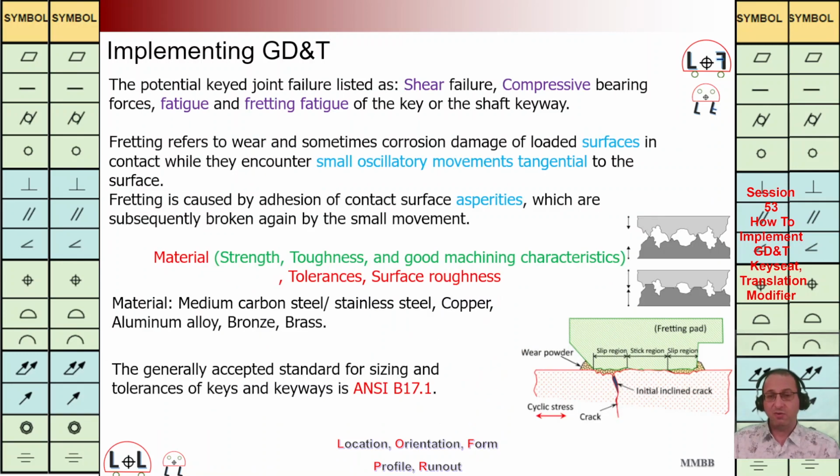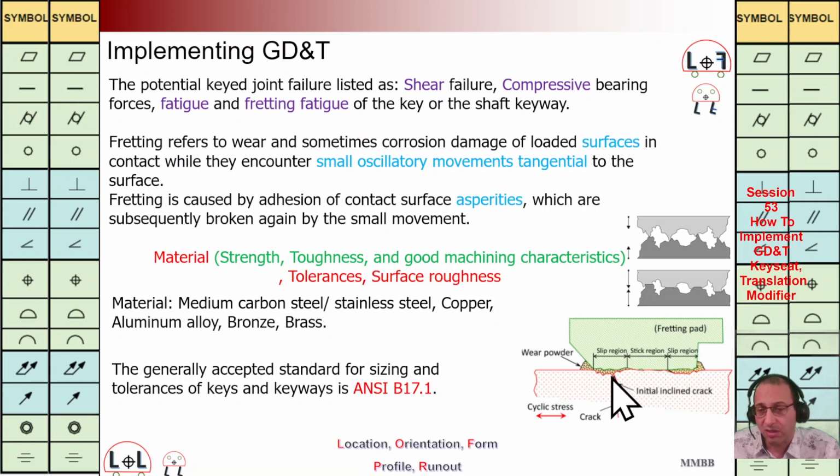Normally, we are going to have 4 different failures in key. Let's say shear, compressive, fatigue, and fretting fatigue. Let me talk about this fretting fatigue. We are going to have wear or sometimes corrosion if we have chemical interaction between these two surfaces. These two surfaces are going to move left and right tangent to that surface, this small oscillatory motion. We are going to destroy this contact surface between asperities. We are going to make this powder, as we can see in this figure at bottom right.